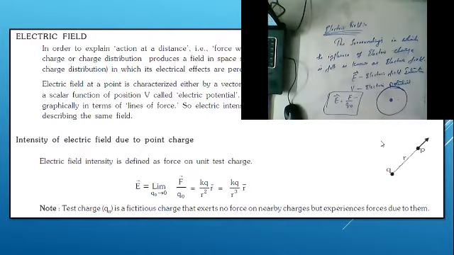Next term, electric field intensity. Electric field intensity means what, guys? Force experienced per unit test charge. So for example, at this point, what is the force experienced? At this point, what is the force experienced? So the net force experienced per unit test charge is called what, guys? Electric field intensity. Sir, we have not understood, sir.